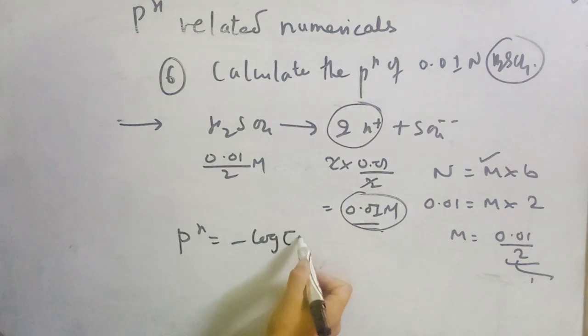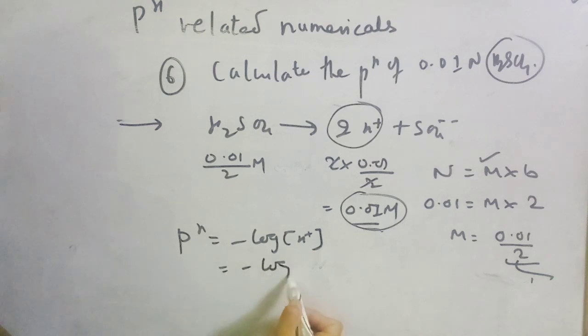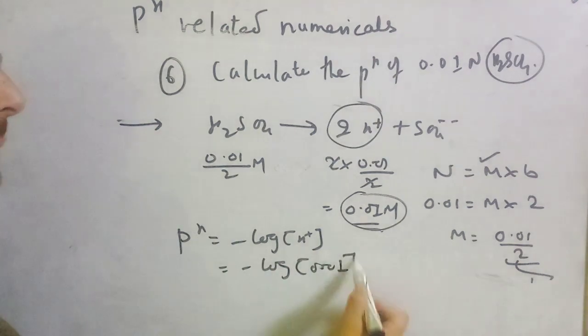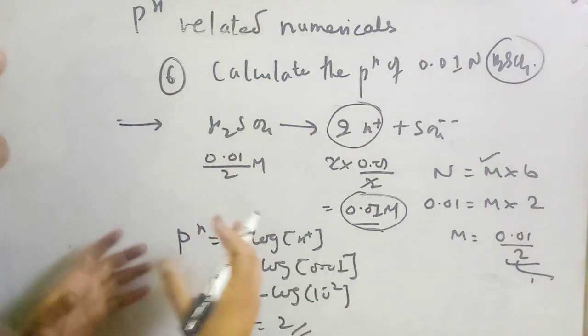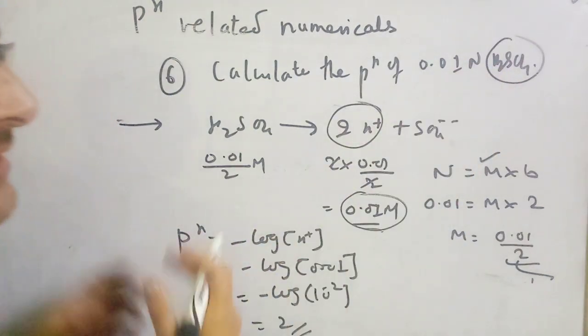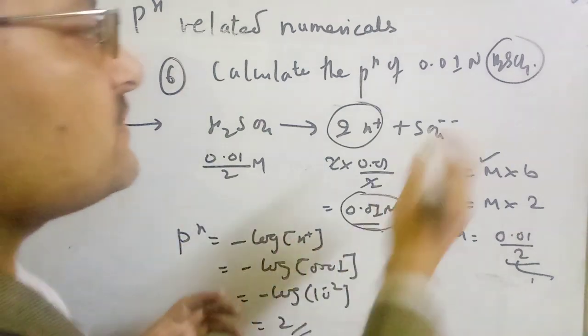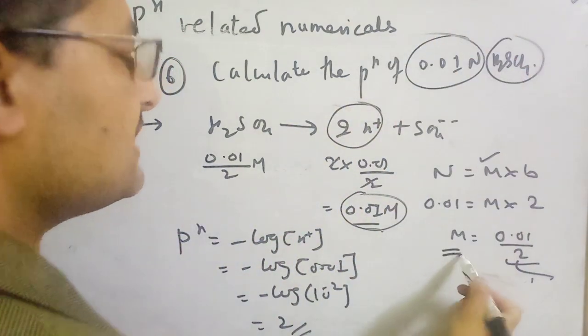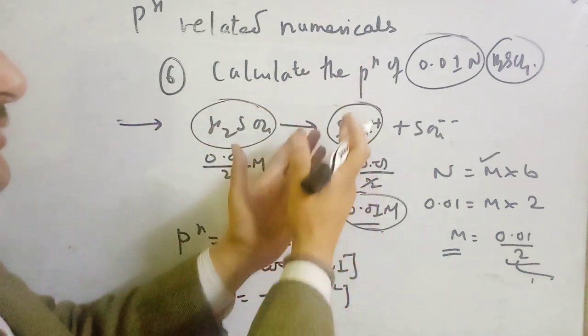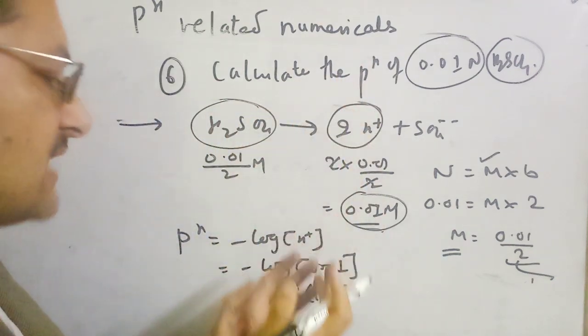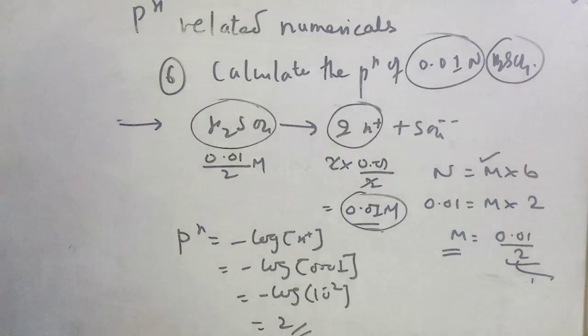Now pH you can calculate. pH equals minus log hydrogen ion, which is minus log 0.01. So minus log 0.01, you can put it as 10 to the power minus 2, and this will be equal to 2. In this way you can easily calculate in the case of H2SO4 when normality is given, don't be confused. Normality should be converted into molarity first, and once you get the molarity of H2SO4, you get how much H plus ion. You calculate the molarity of H plus ion and put it in the formula pH equals minus log H plus ion. You easily get the pH value.